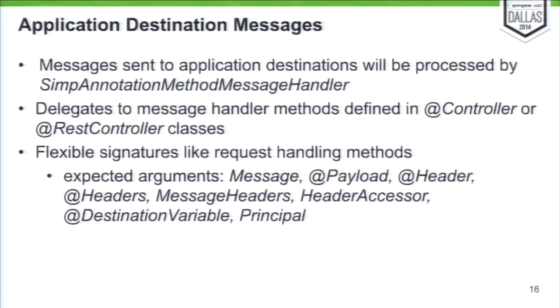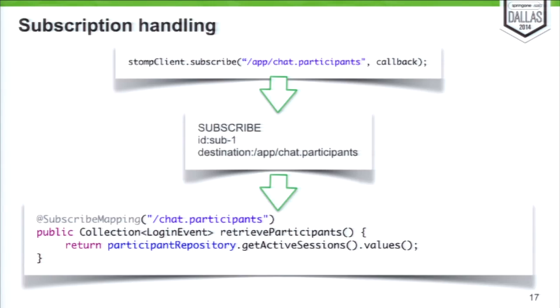These message handling methods are quite similar to the request handling methods in Spring MVC. They have really flexible signatures, and you can pass anything as an argument. You can pass the message, you can pass a POJO annotated with @Payload. You can actually get the principal, and get variables from the destinations as well. So these methods are really, really flexible.